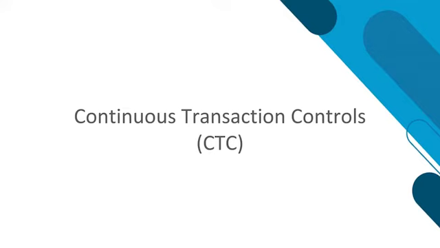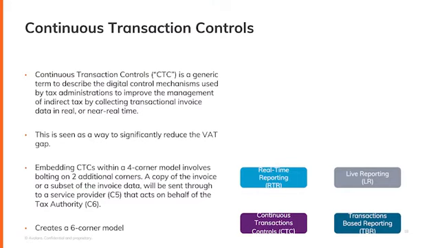I'm going to briefly talk about continuous transaction control, or CTCs. So this is quite a generic term used to describe a number of different digital control mechanisms which are increasingly being used by tax authorities across the globe to monitor the management of indirect tax, looking to control, compare, triangulate data received through e-invoicing, clearance models, as well as other forms of digital reporting.